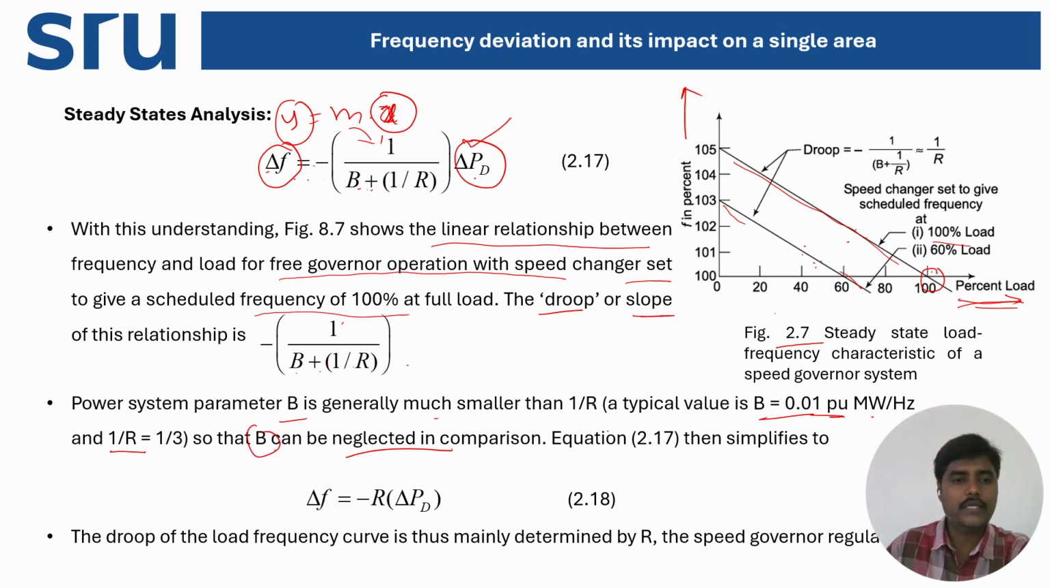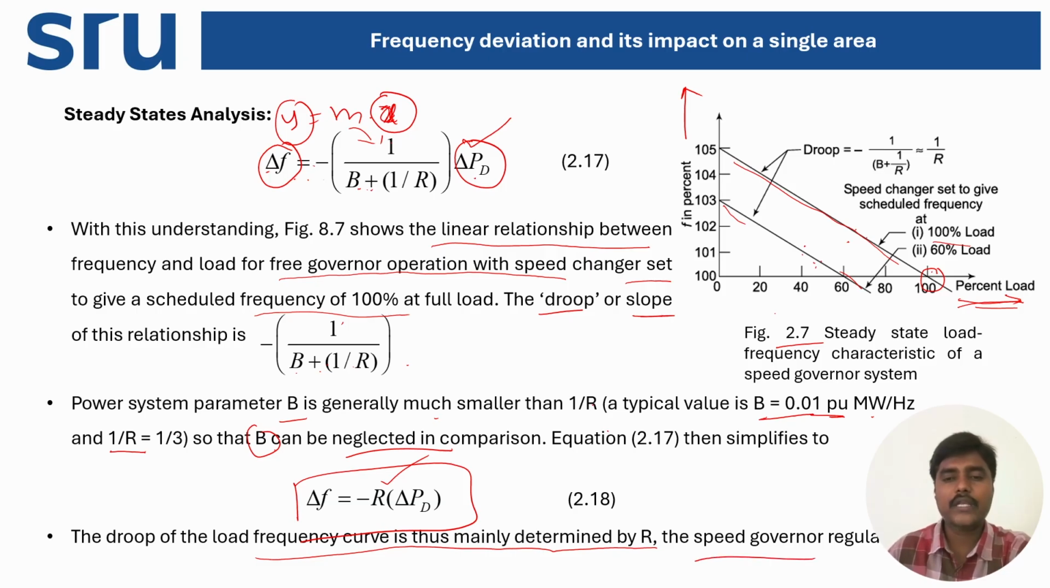Once we neglect B in this formula, 1 by R comes to the numerator, so the equation changes to delta f is equal to minus R into delta PD. So the droop of the load frequency curve is mainly determined by only the speed governor regulation. How much droop you want in the characteristics is possible only by playing with the speed governor settings. That is an important summary point from this relation.